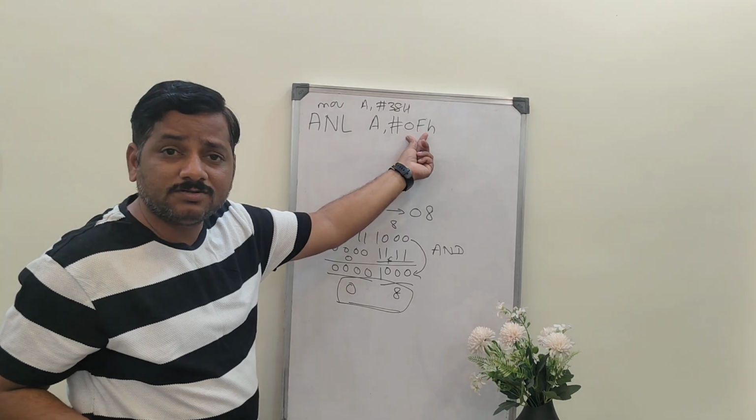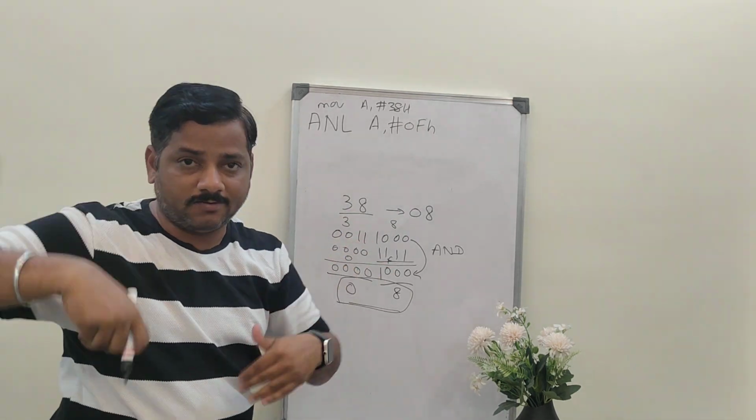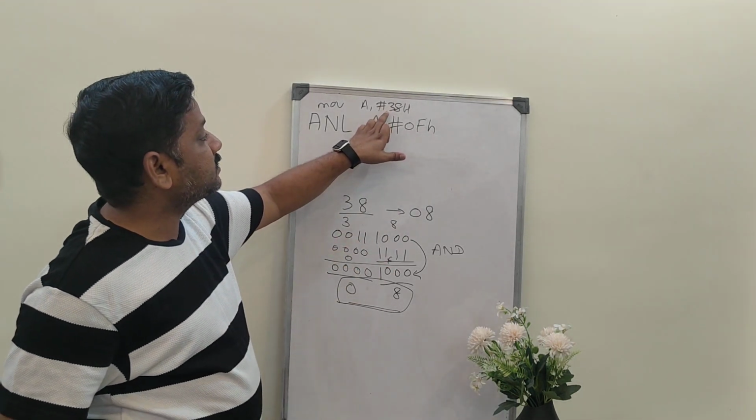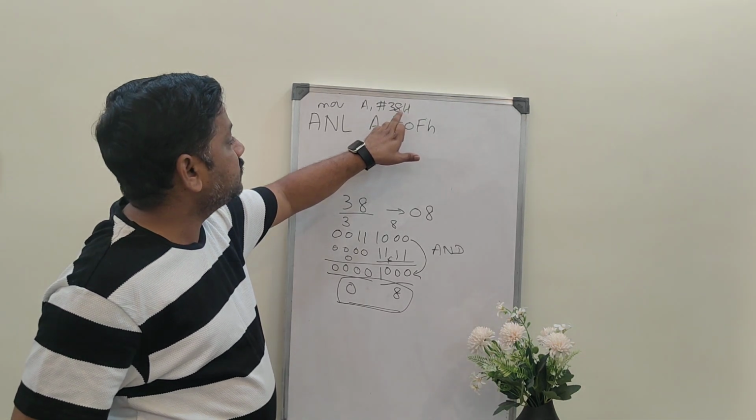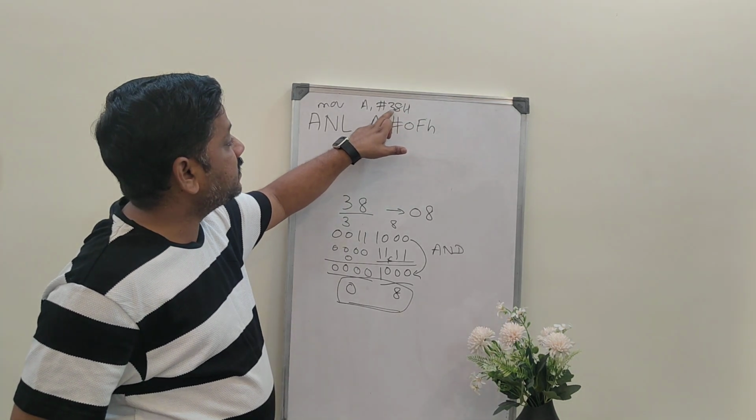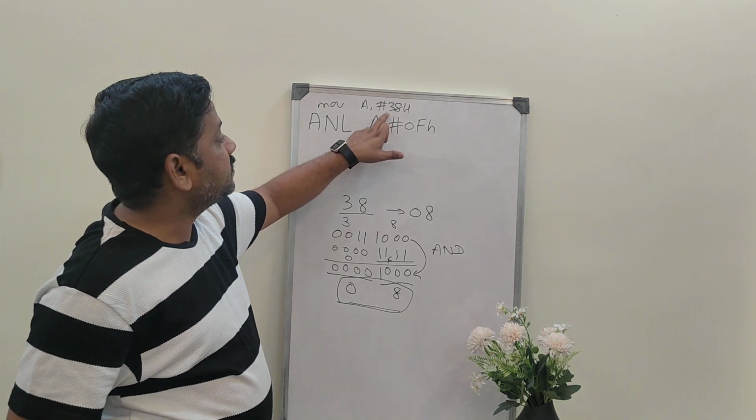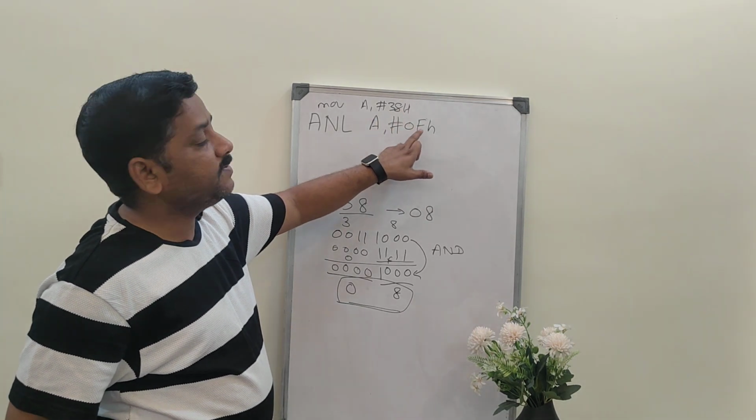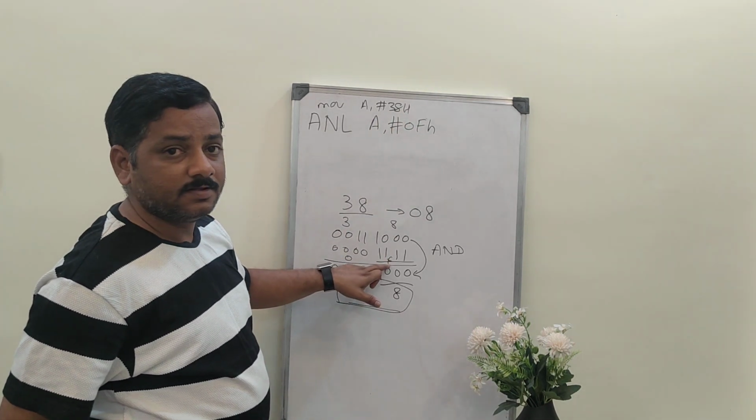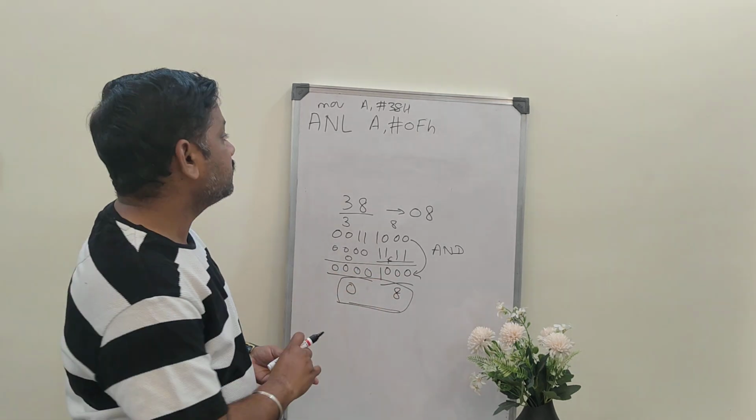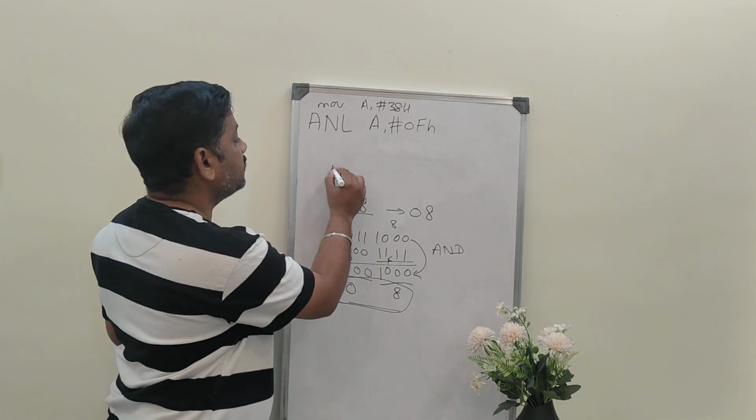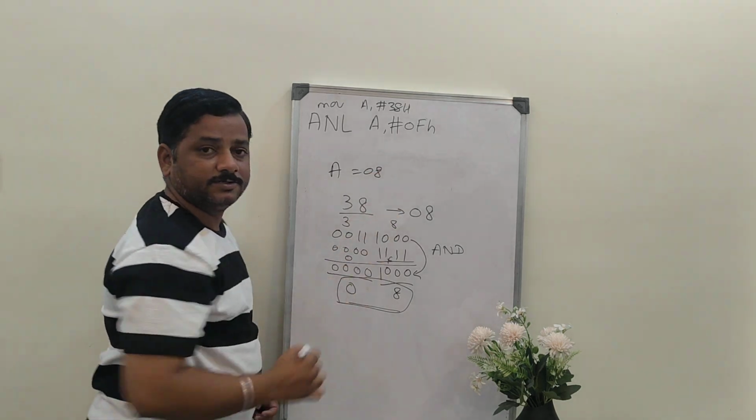So how did I decide this 0F? This totally depends on our requirement. Now I want to mask 3 and keep 8 as it is. So in the lower nibble I will put F, in the higher nibble I will put 0. So the higher nibble will be ANDed with 0, the lower nibble will be ANDed with F. So we get the result as 08. After execution of this line, accumulator will have 08 in it.